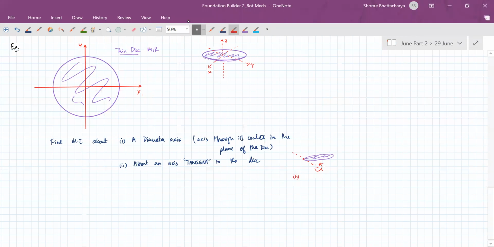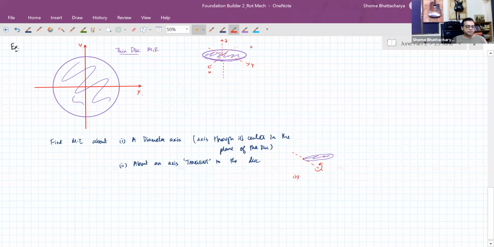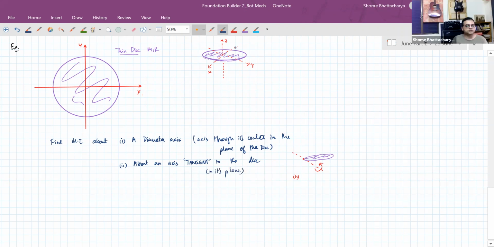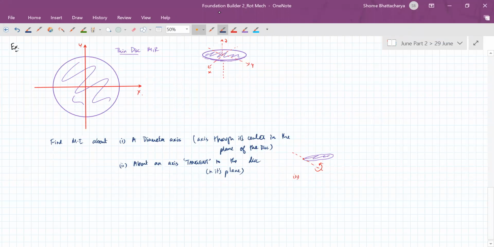Sir, is that axis in the plane or not? Yeah, obviously. Tangential will be in the plane, right? So what is the definition of a tangent at a point? At any point on the circumference, it is a line which is perpendicular to the radius, in its plane. Yes, right? The mass of the disk is m and radius is r. Let's try this out. We'll discuss.